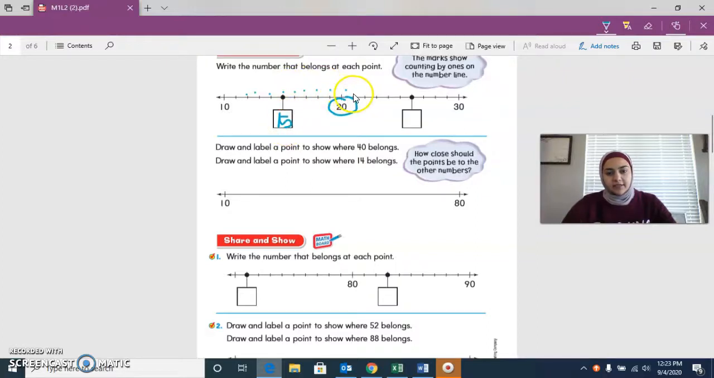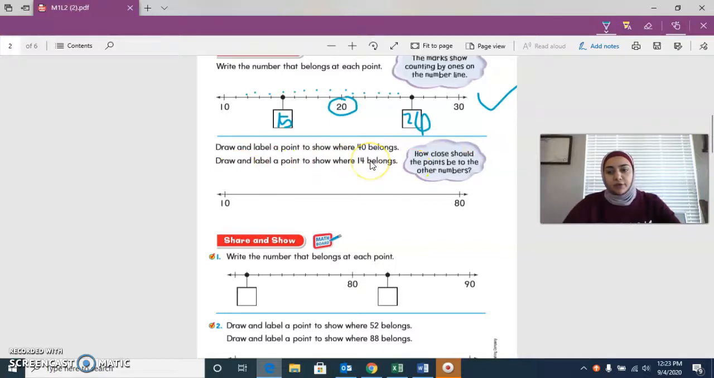Okay, if this is 20, this is 21, 22, 23, 24, 25. What goes here? 26. Yep, this is 26. And then 27, 28, 29, 30. Yep, that's right. Check.